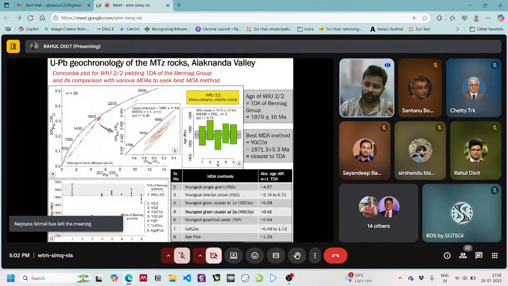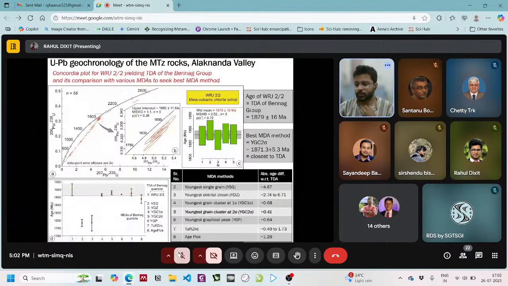This will constrain the age of the deposition in that area. So from that we can say that the crystallization age of these metavolcanics may be equivalent to the true depositional age of the Berina group, which is 1879 ± 16 Ma. Then we also try to compare this true depositional age, 1879, with the 7 MDA methods that we applied on the quartzite.